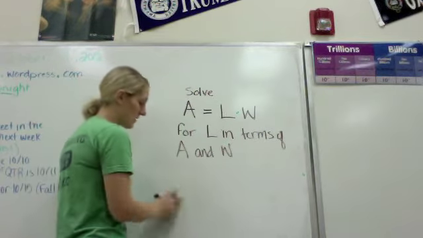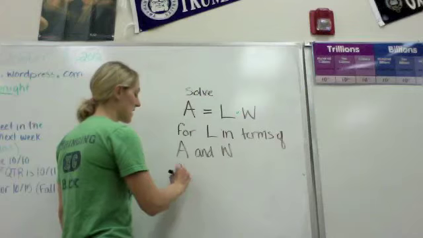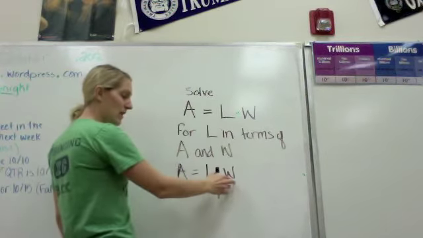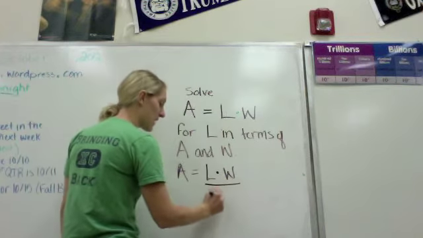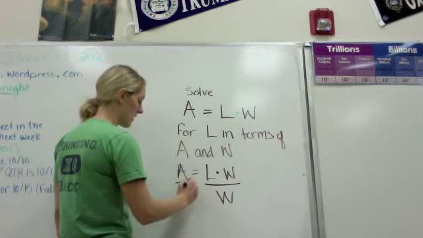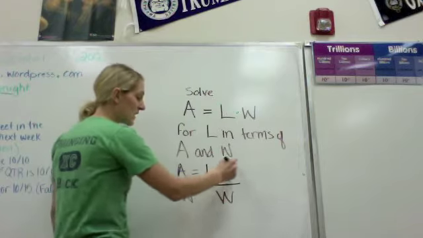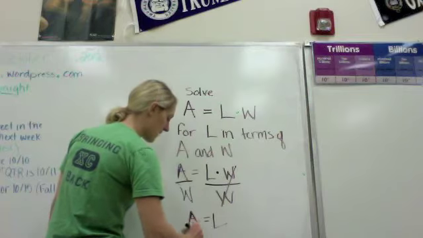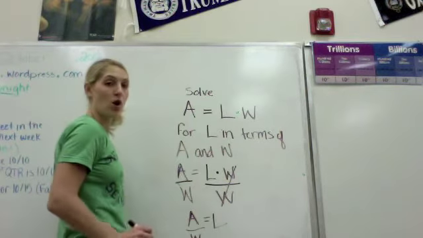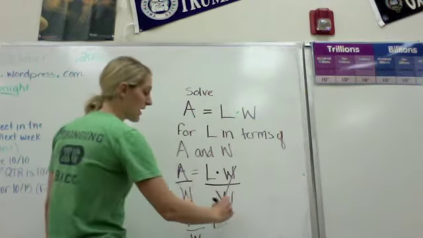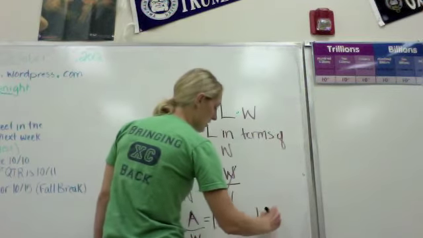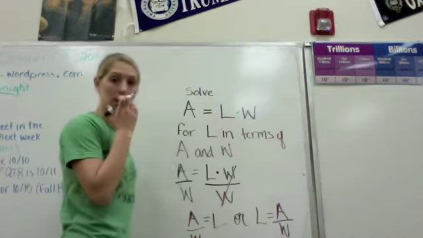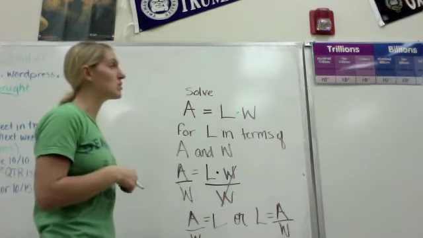In order to get there, let's start up here. A equals L times W. Well, I know I'm going to have to get rid of that W over there, so I'm going to divide by W since I'm multiplying by it there. That cancels out, giving me L equals A divided by W. Or, because of the symmetric principle, I can write that as L equals A divided by W. Okay? It's a pretty easy concept once you see it.